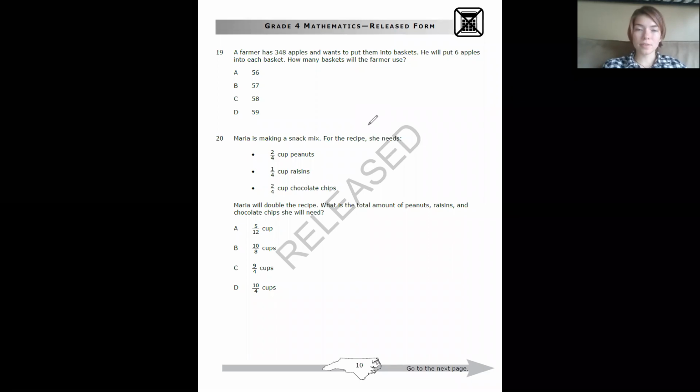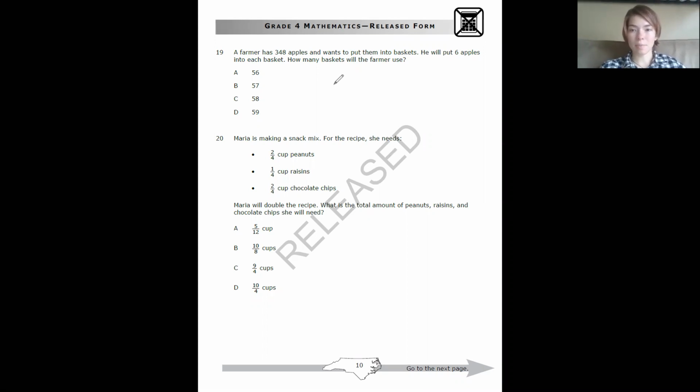A farmer has 348 apples and wants to put them into baskets. He will put 6 apples into each basket. How many baskets will the farmer use? Okay, so since we're trying to split the apples up into groups of 6, we're going to want to do division. So we do 6 into 348.